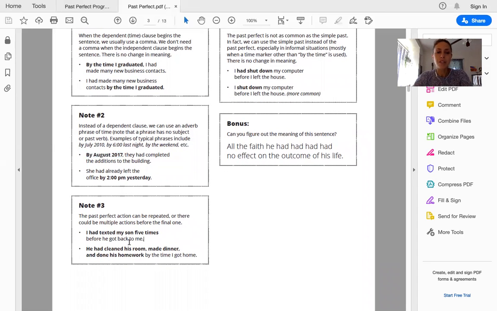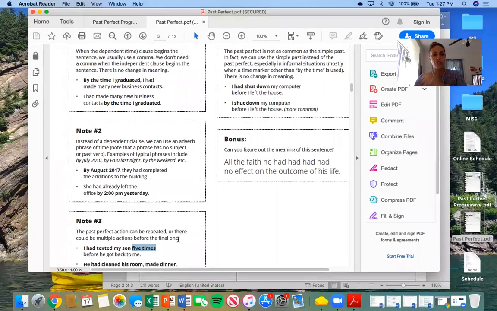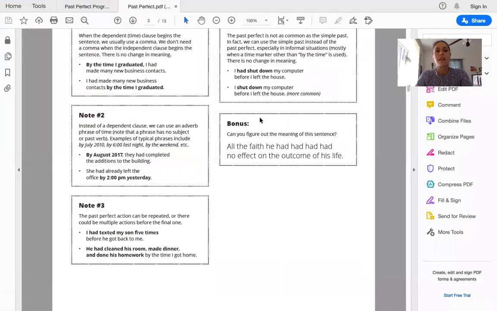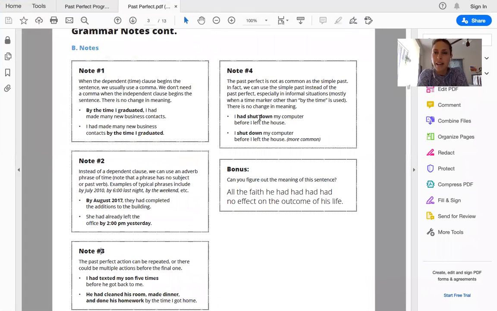A lot of times we use this when we talk about repeated actions. So I had texted my son 5 times before he got back to me. He had cleaned his room, made dinner, and done his homework by the time I got home. So we can use this with repeated actions. Let's see if we can change any of our examples for that. We could say we had applied for the loan 6 times by the time we were told we didn't need to. And then we can add this repeated action here, 6 times. And that kind of goes with note 3.